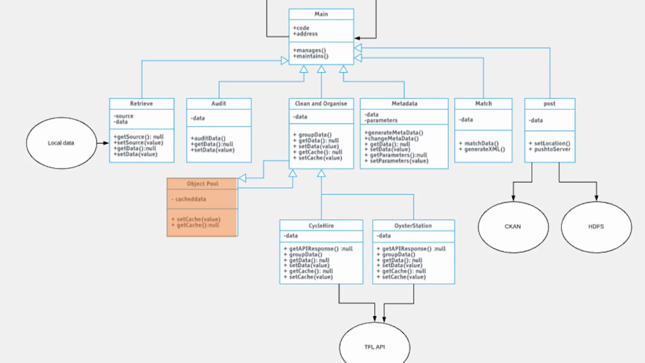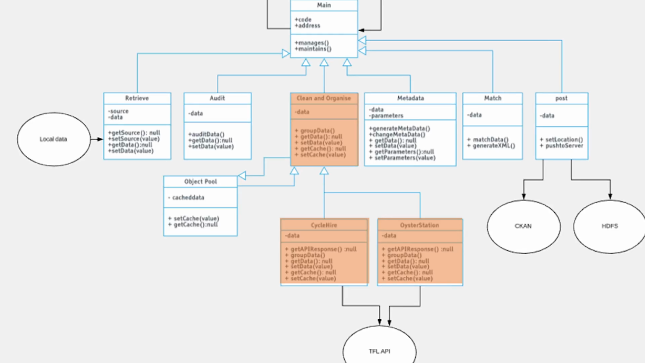We also created additional features, for example, an object pool to store and retrieve cached API responses from our API calls. In the case where API calls are unsuccessful, we will use the cached data. Another example would be the use of a template method pattern to reduce duplication in code and to improve maintainability.